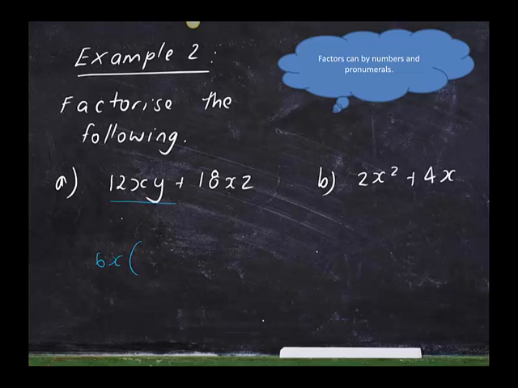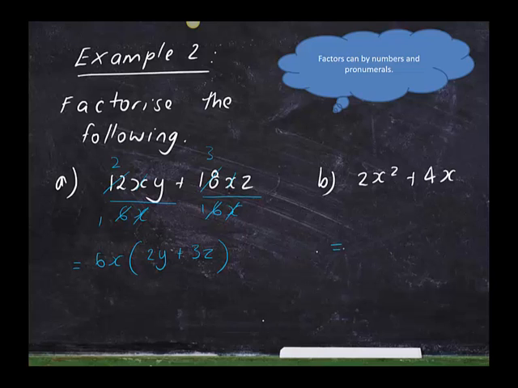So let's divide by 6x, and we divide both of the terms by 6x. 6 into 12 goes twice, 6 into 6 goes once. The x's cross out. 6 into 18 goes 3, 6 into 6 goes once, the x's cross out. Then we see what we are left with. We're left with 2y here, and we're left with 3z here. Once again, if we expand out, we're going to get the same answer that we started with.